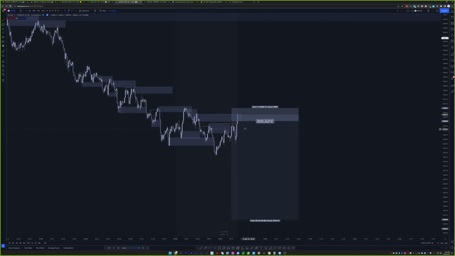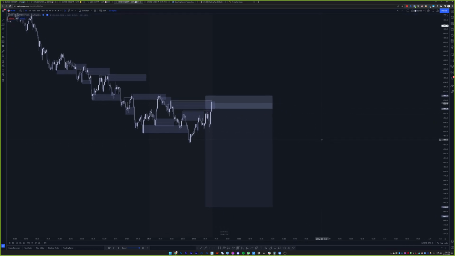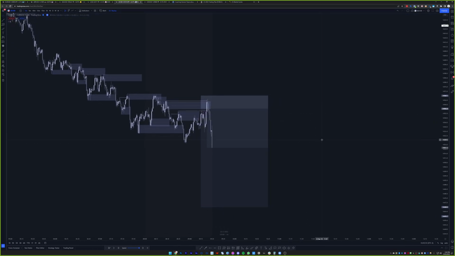Okay, I hit market. I didn't get the best fill. It ended up sweeping this level, which is fine. But it's still a pretty hefty lot size for a stop size this small, right? 11.7, which is 117 ticks on US100, is quite a lot.